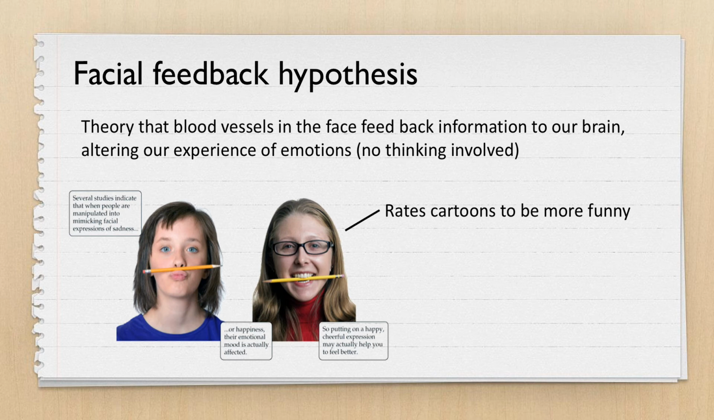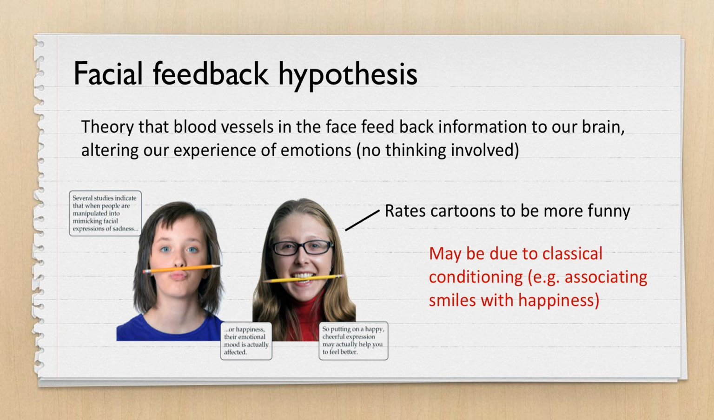So, the facial feedback hypothesis is basically saying that there are blood vessels in the face that feed back temperature information into the brain, which alters how we experience emotions. So, in other words, our physiology is influencing our mood. It may be due to classical conditioning, like we associate a smile with happiness. But the problem with this hypothesis is that there are some failures to replicate this study. So these are not very robust findings.